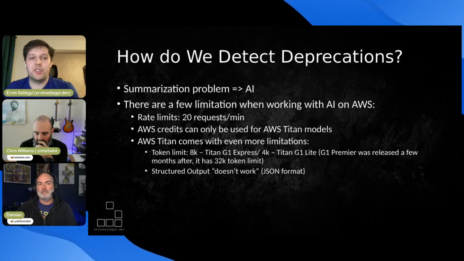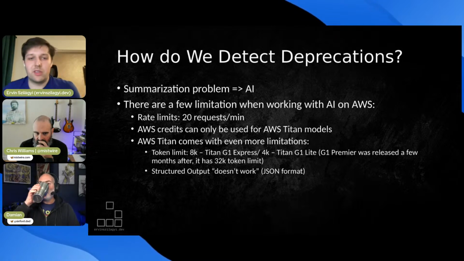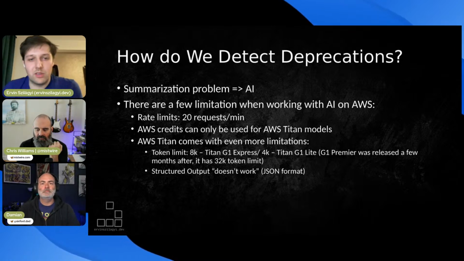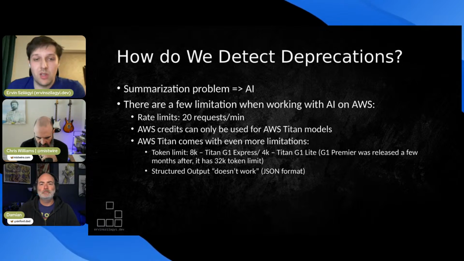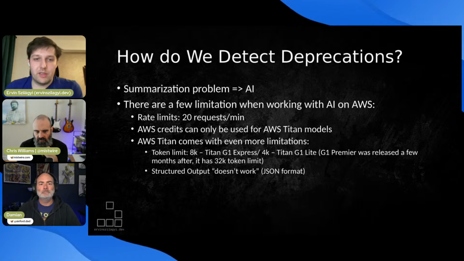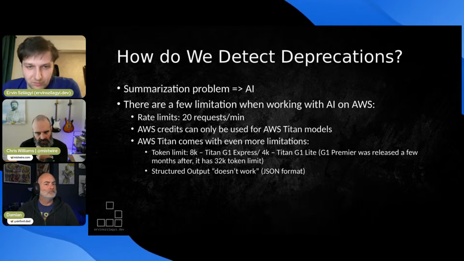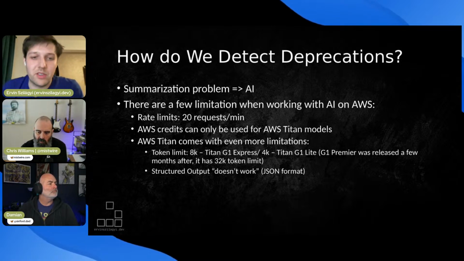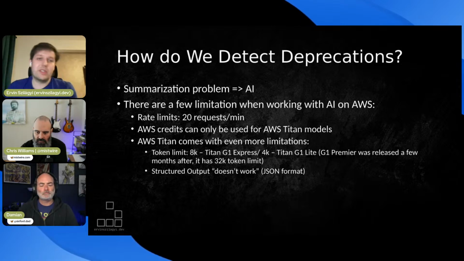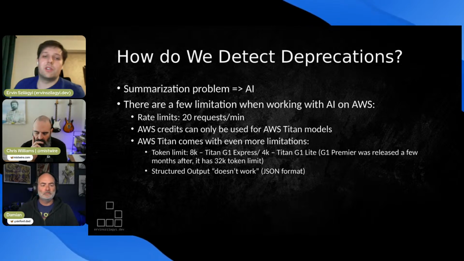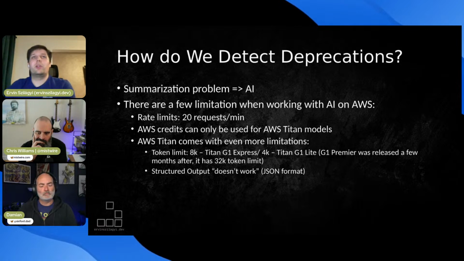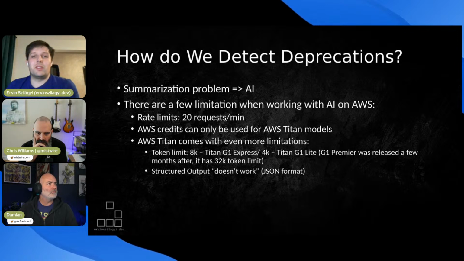One differentiating issue compared to Claude is that the token limit for Titan is small. As you can see on the screen, G1 Lite is 4K, and G1 Express is 8K tokens. Recently they also introduced Premier, which has 32K tokens. But at the time I was using G1 Express, and this token limit essentially limits how long the blog post can be in order to be summarized.